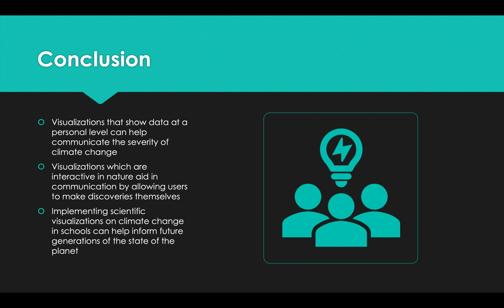So in conclusion, visualizations that show data at a personal level can help communicate the severity of climate change. Visualizations which are interactive in nature aid in communication by allowing users to make discoveries for themselves. And implementing scientific visualizations on climate change in schools can help inform future generations of the state of the planet.